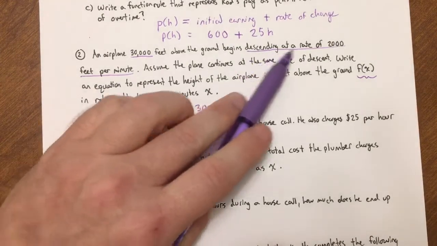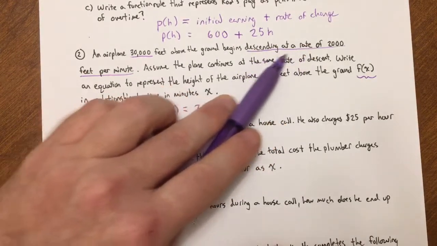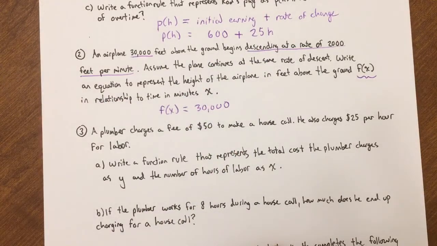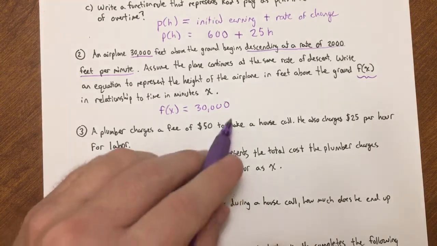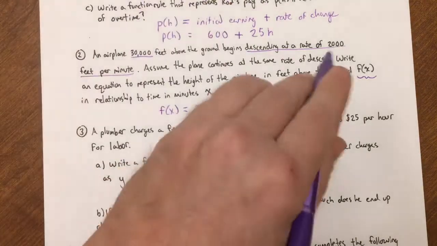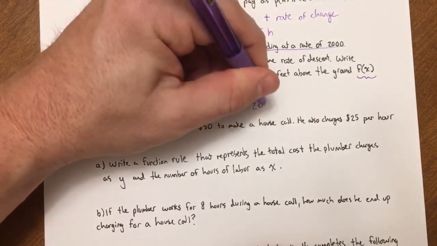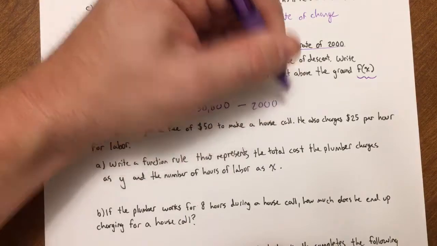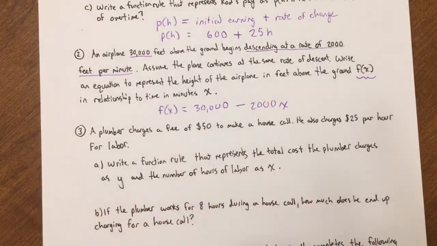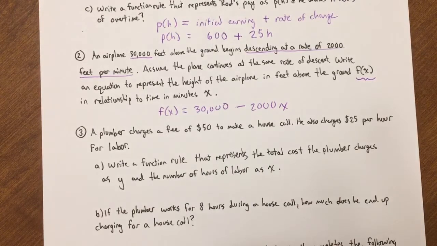So this is very important to note right here that we have a rate that is descending. So it's not positive. We're going to represent that as a negative rate of change. So to represent that, instead of writing plus, we would write minus 2,000 feet per minute, or x. So that's how we would write our function rule out for this situation.